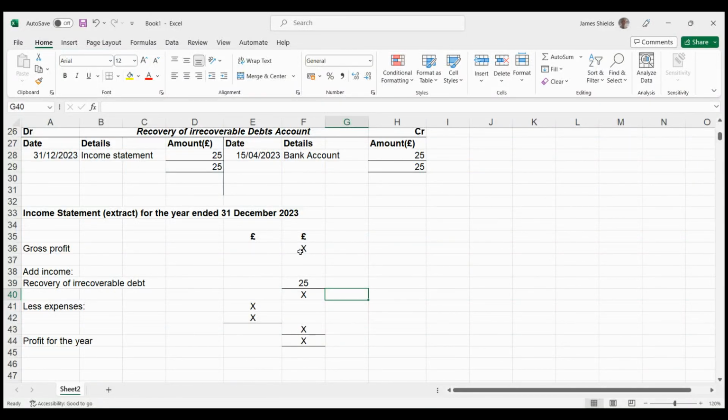Then you'd have your gross profit plus your other income. Then you less your expenses. And then you end up with your profit for the year. So all you need to be aware of here is this recovery of irrecoverable debts. It goes underneath the gross profit in a section entitled Add Income.